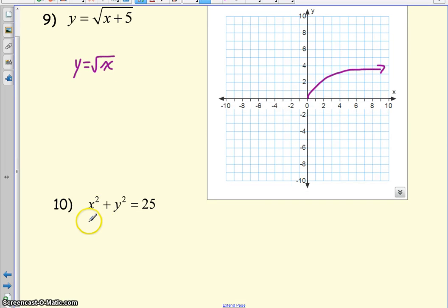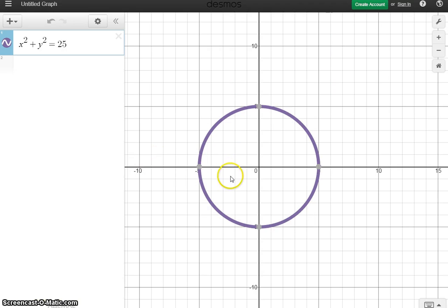Okay, number 10. Hopefully you can tell from the equation this is going to be a circle. This is a circle with a center at (0, 0) and a radius of 5. So I'll show you a picture, but hopefully if you picture any circle drawn on a graph, you can recognize this is not going to be a function. So that one's a function, this one is not a function. So just to show you a picture of it, okay, you can see there that it's clearly not going to be a function.